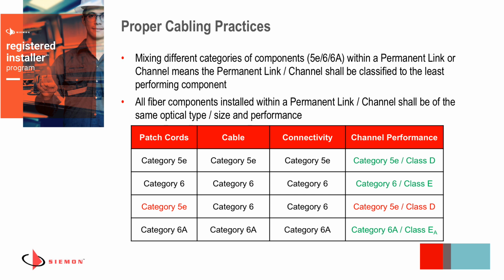So if we look at it from a copper perspective, if you install category 5E patch cords and cable and connectivity, you'll have a category 5E or a class D system as it's known within the ISO, International Standards Organization. Category 6 along the way will do that for you. Now, if you install the category 5E patch cords onto category 6 cable and connectivity, you'd have to understand that the overall resulting channel would be a category 5E class D system. So again, anything that's less than the rest of the components in the channel is always going to be reduced down to the least performing component.